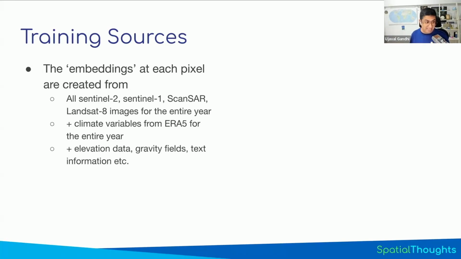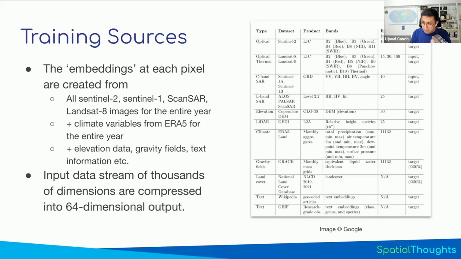Plus other data sets like elevation data, gravity data, and a whole bunch of other information was given to the model. And the idea was that you learn from all of this data set for the entire year and produce a single 64-band vector. So a single pixel will have 64 values, which is equivalent to all of this data set for a year.